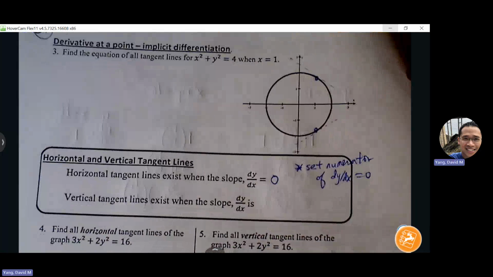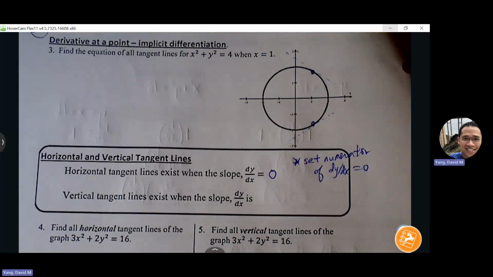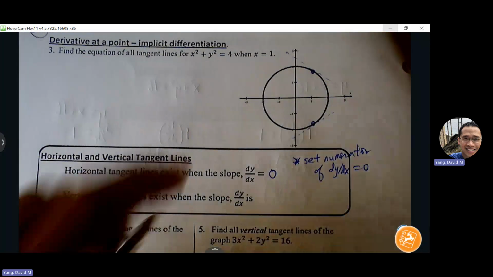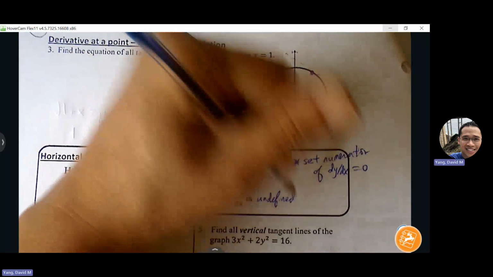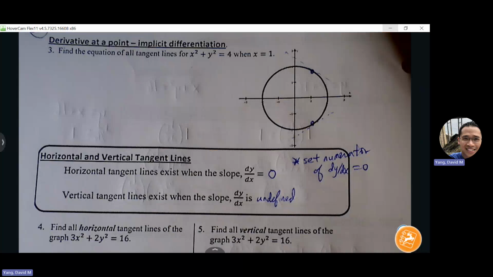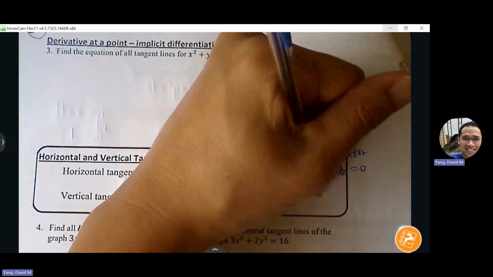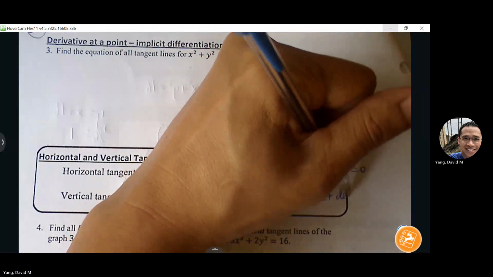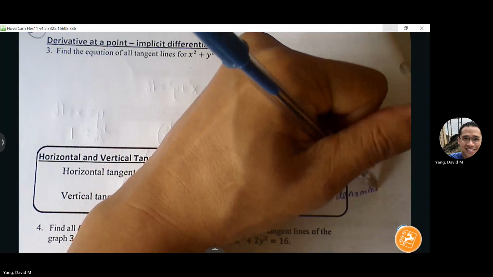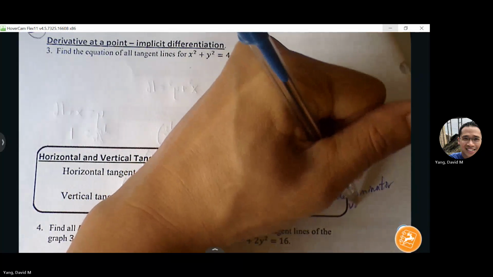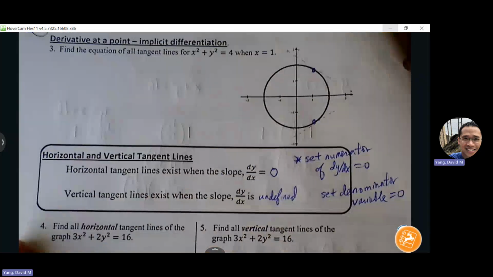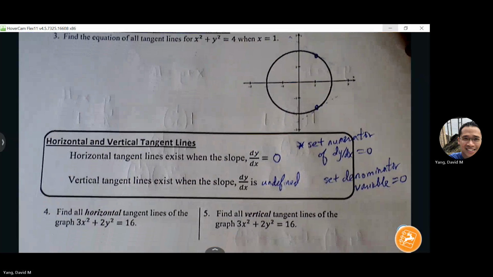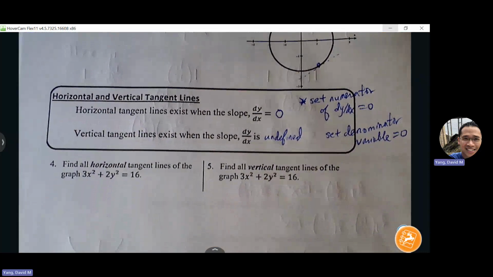Okay. Anytime I want to find a vertical tangent, basically I'm looking for a place where the slope is undefined. And that means if you see a variable in the denominator, you set the denominator variable equal to 0. That's how I can find vertical tangents. So let's practice doing that.